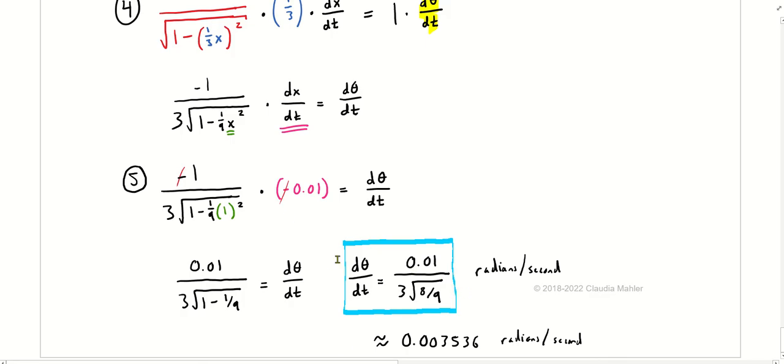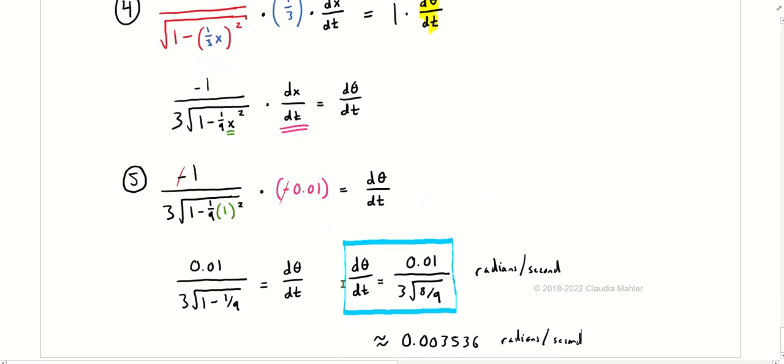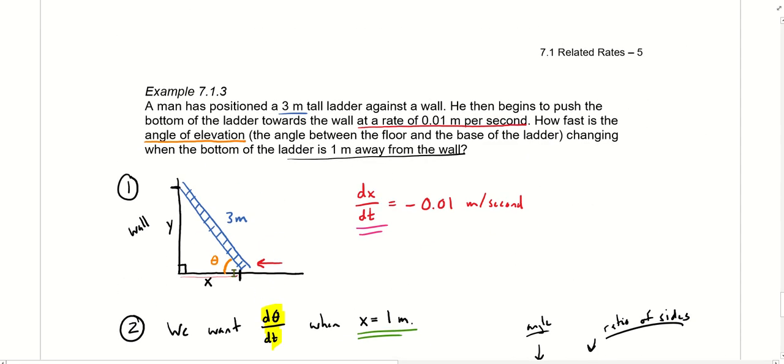Now, a good thing to check, especially when you've got negative rates of change going on in your expression, is check the sign of your final answer to see if it makes sense. So here we have a positive derivative, a positive rate of change. Does that make sense? So if I think about what's going on here, as I push the base of the ladder, the one next to the floor, towards the wall, the top is going to start crawling up the wall.